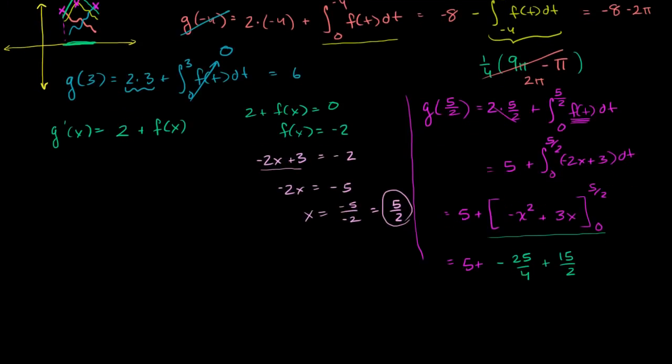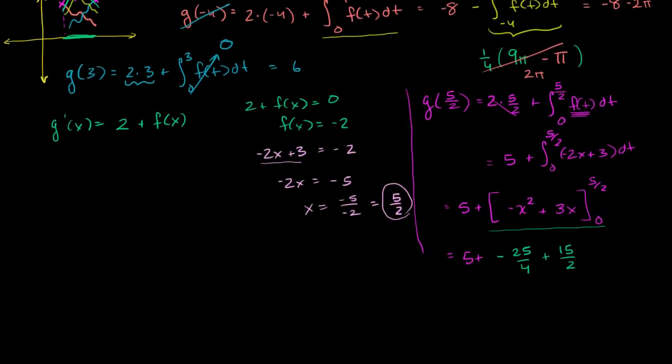And so what do we have right over here? Let's get ourselves a common denominator. It looks like a common denominator could be 4. So this is equal to 5, which is the same thing as 20 over 4, minus 25 over 4, and then plus 30 over 4. So 20 plus 30 is 50, minus 25 is 25. So this is equal to 25 over 4, and 25 over 4 is the same thing as 6 1/4.